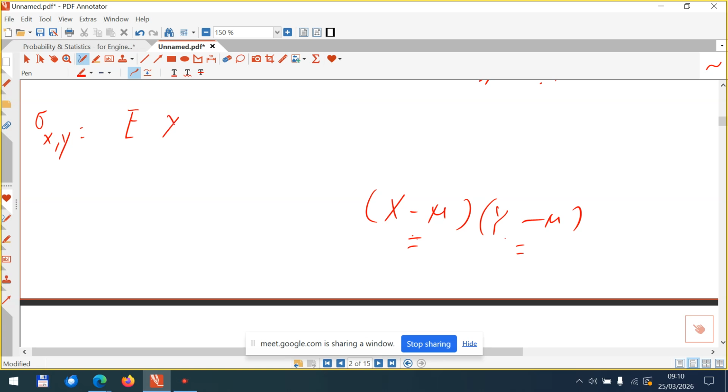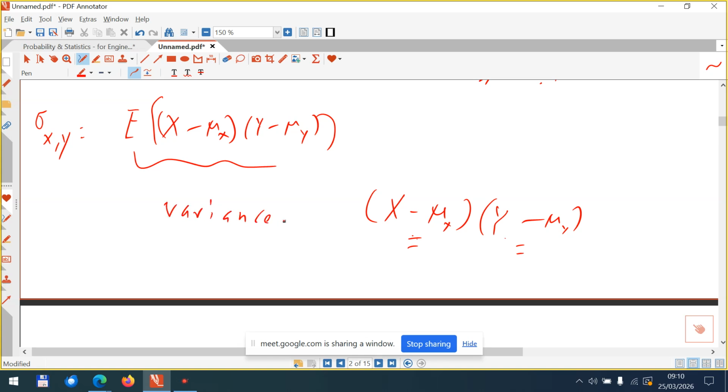So if I now say x minus mu x times y minus mu y, where this is mu for x and this is mu for y, this will be a kind of joint variance. You can think of it as joint variance. It's not the variance of x, it's not the variance of y, but you can think of it as a covariance. Sorry, covariance is a better word. And that's exactly what it's called.